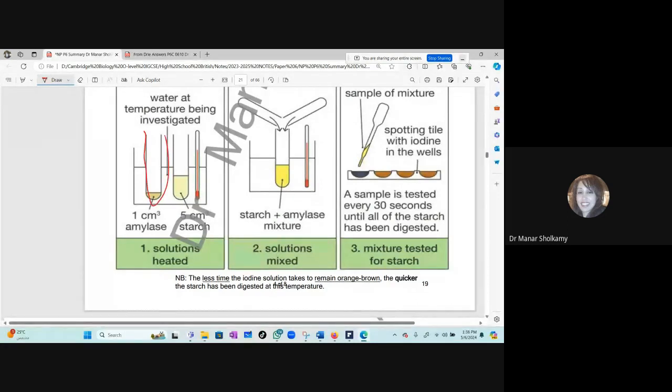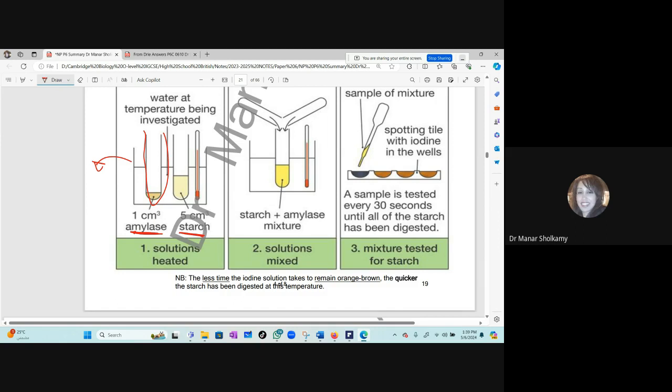Like I'll get two test tubes, one containing the amylase, one containing the starch. You can see two separate test tubes. They're separate because I don't want the reaction to start yet. First, I will adjust my temperature, and I will adjust this temperature by using a thermostatically controlled water bath.